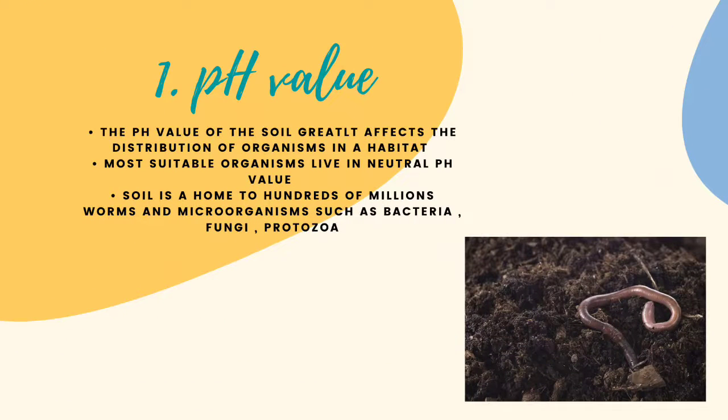Now, take a look at abiotic components. The first one is pH value. The pH value of the soil greatly affects the distribution of organisms in a habitat. Most suitable organisms live in natural pH value. Soil is a home to hundreds of millions of worms and microorganisms such as bacteria, fungi, and protozoa.